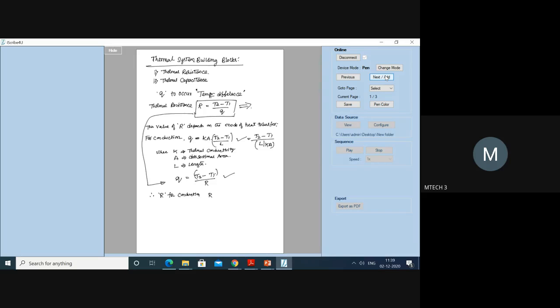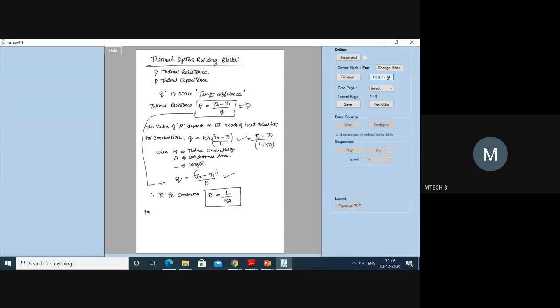Therefore, R for conduction is equal to L by K into A. Okay, R is equal to L by K into A. Then this is for conduction.